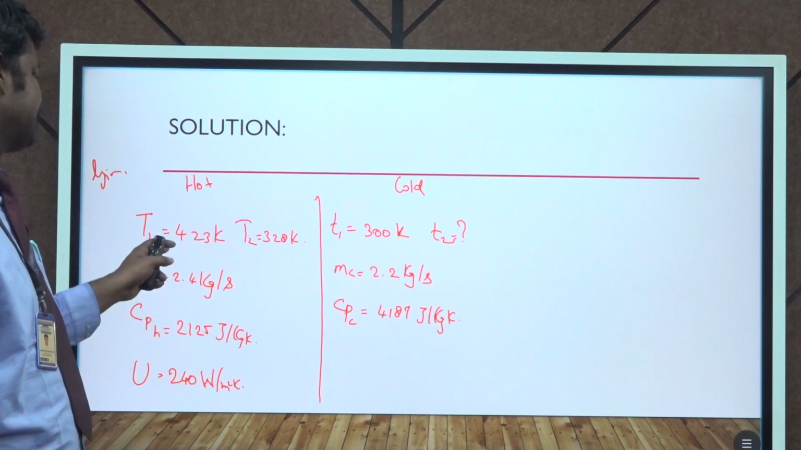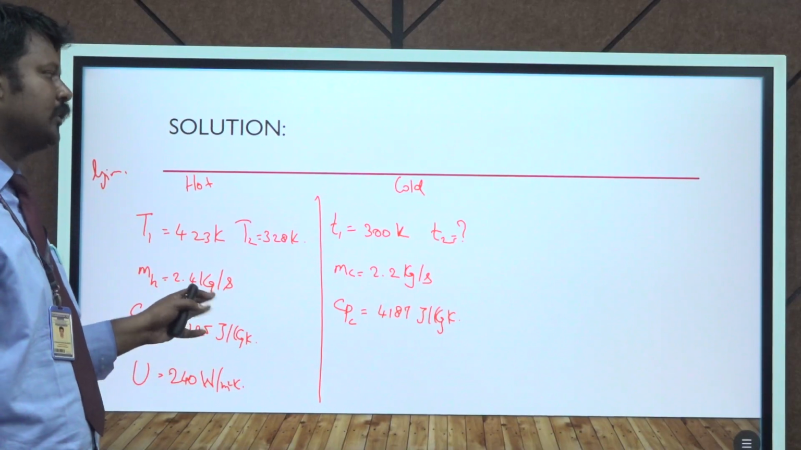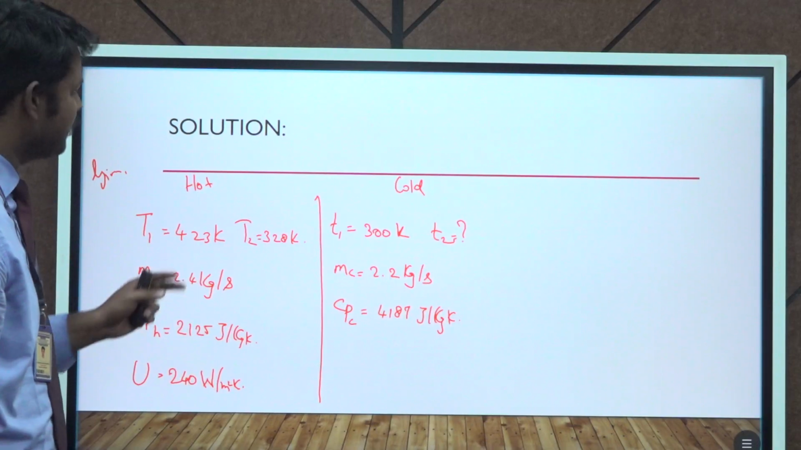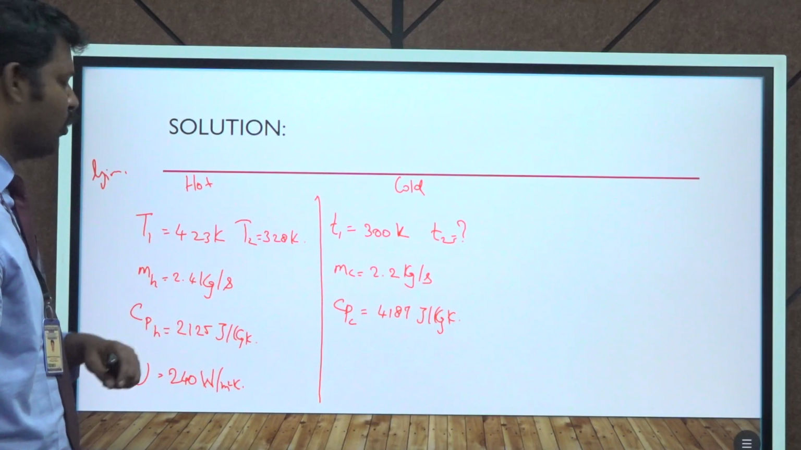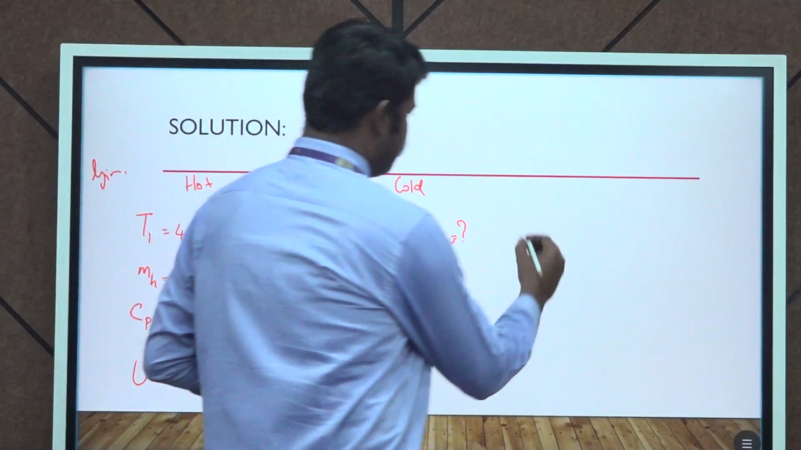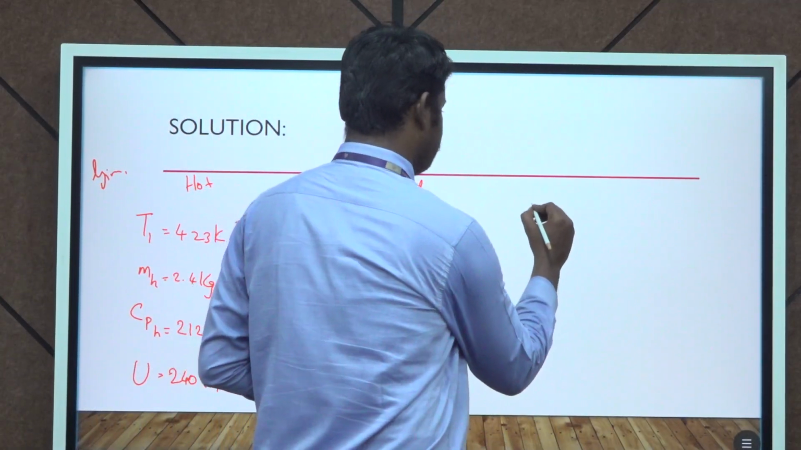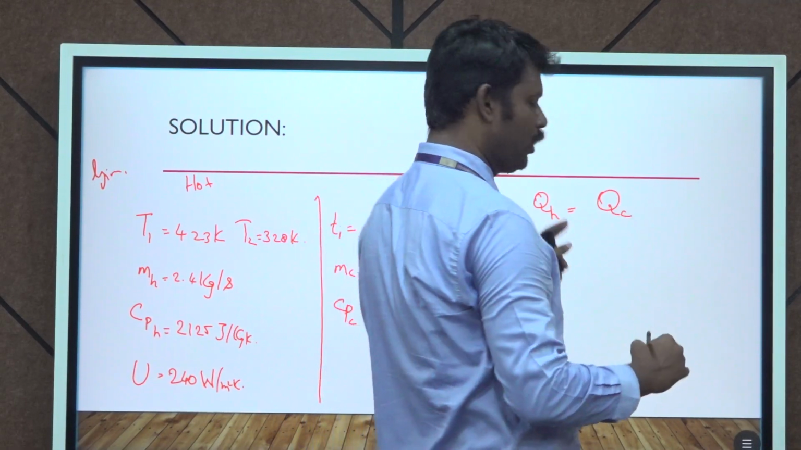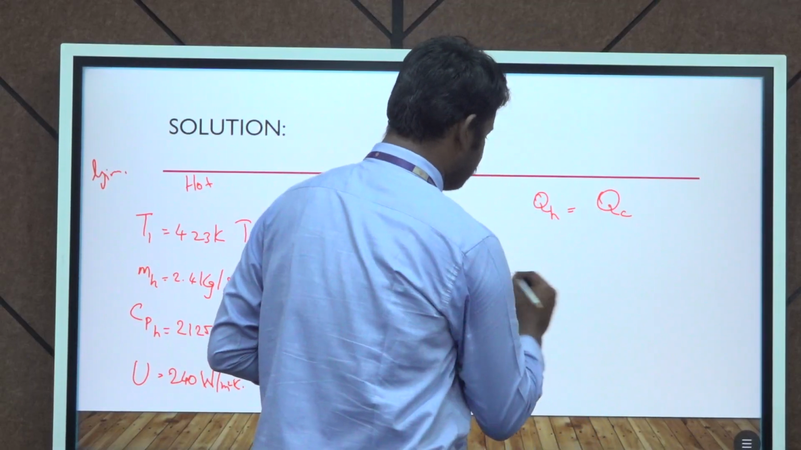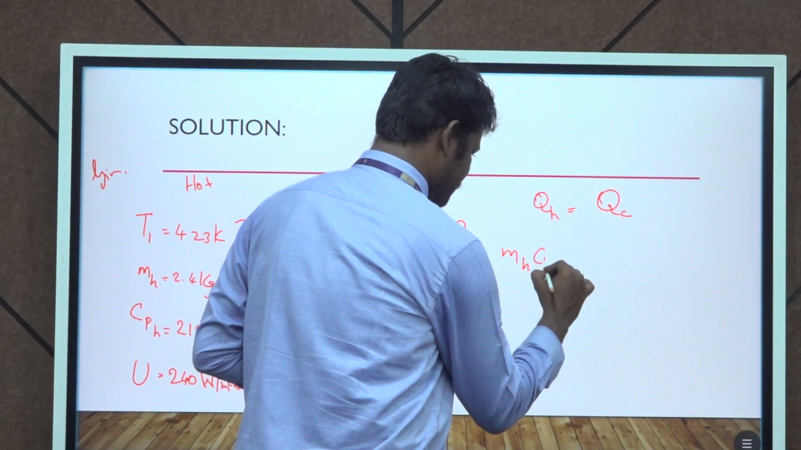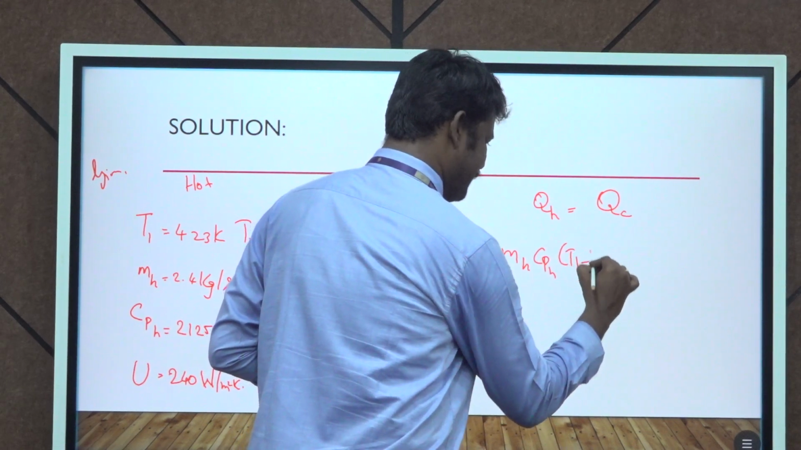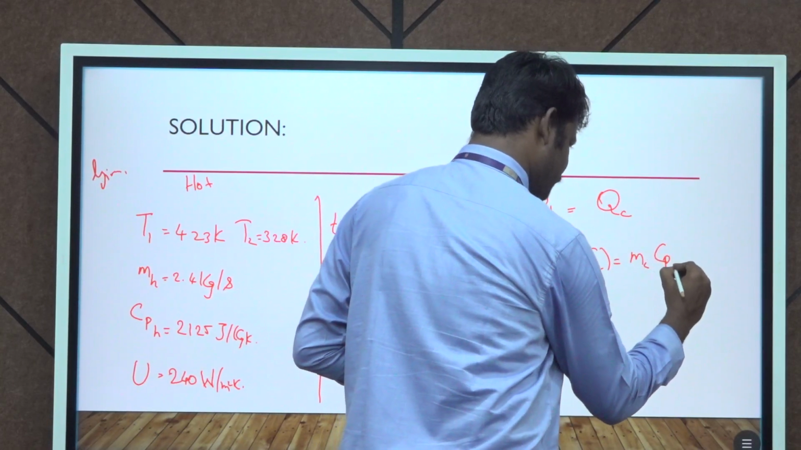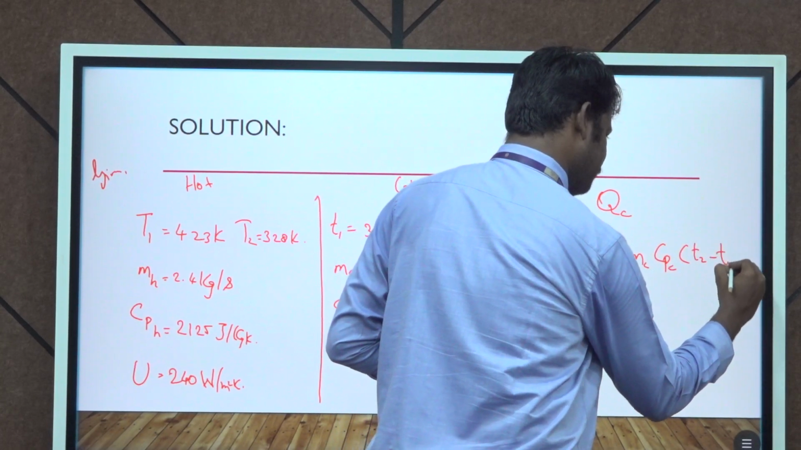Now, since three temperatures are given, we can solve by the LMTD method, that is the logarithmic mean temperature difference methodology. First we have to find out the T2 value and Q value. Let us find out QH. We know that the heat loss by the hot fluid will be equal to the heat gain by the cold fluid. So, mH Cph (T1 minus T2) will be equal to mc Cpc (T2 minus T1).